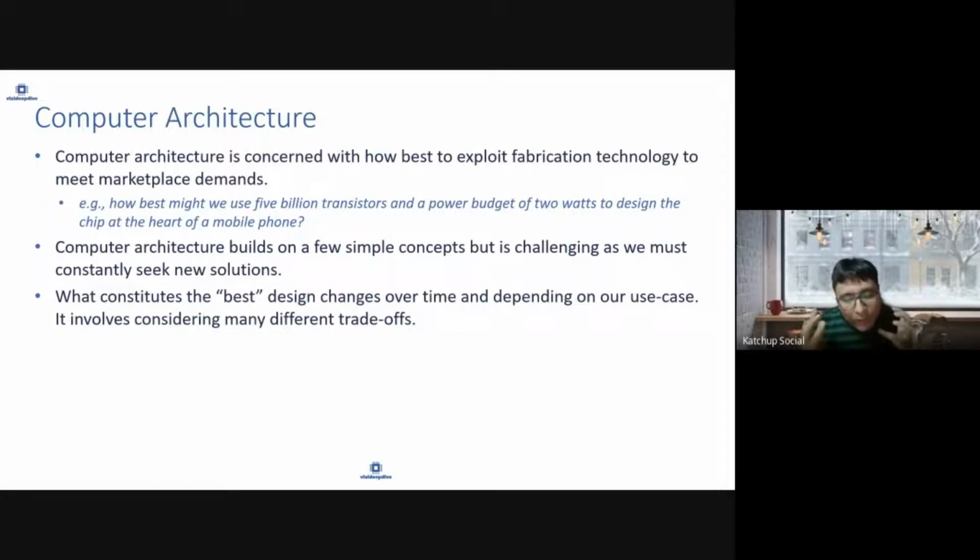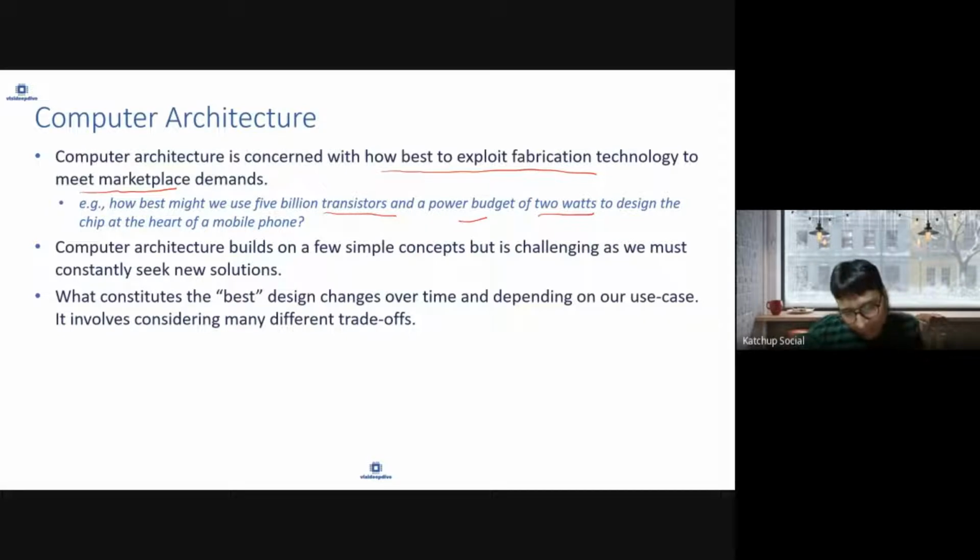So a computer architect or chip architect is concerned with how best to exploit not only software and hardware configurations, but also fabrication technology, to meet the marketplace demand. For example, how best do we use 5 billion transistors and a power budget of 2 watts to design the chip at the heart of a mobile phone? Apple would be thinking, I only have 2 watts of power and I have 5 billion transistors. How can I use them to design the best chip for this phone, which does your face detection, faster internet access, everything?